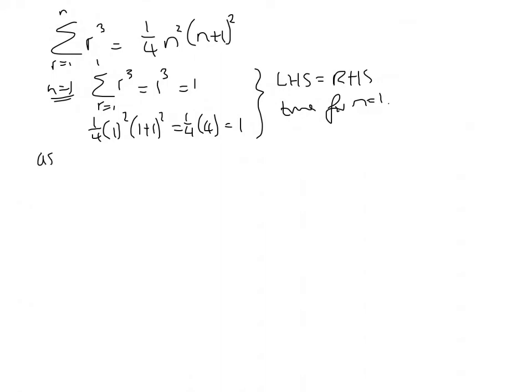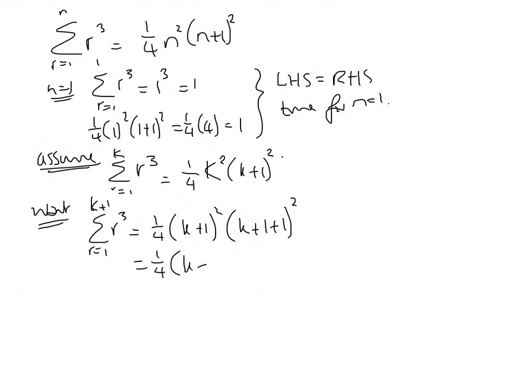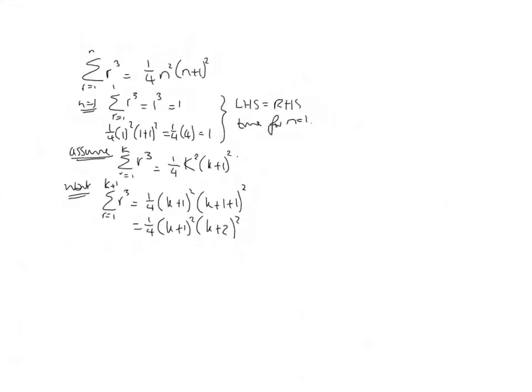Okay, let's write down our assumption. We're going to assume that the statement is true if we go up to k. So that means that if we do the sum from 1 to k of r cubed, we get a quarter k squared, k plus 1 squared. What do we want? We want the sum from 1 to k plus 1 of r cubed to equal 1 quarter k plus 1 squared, k plus 1 plus 1 squared, which is 1 quarter k plus 1 squared, k plus 2 squared.